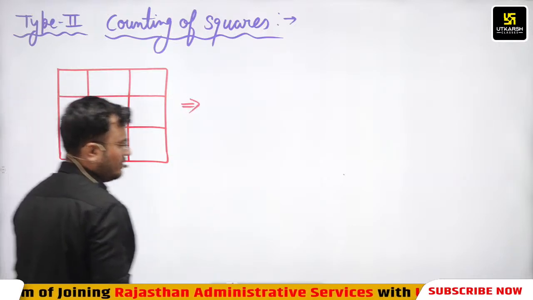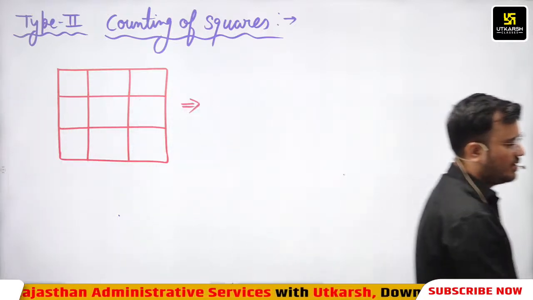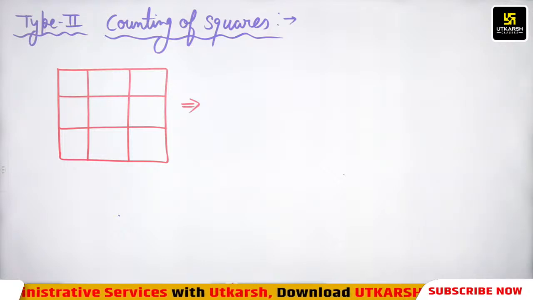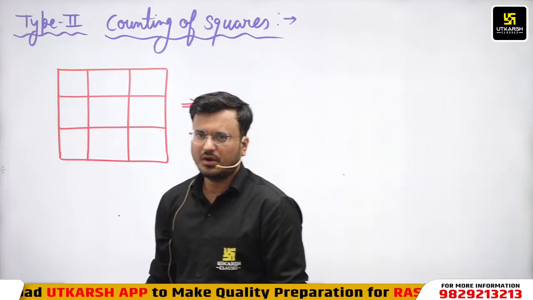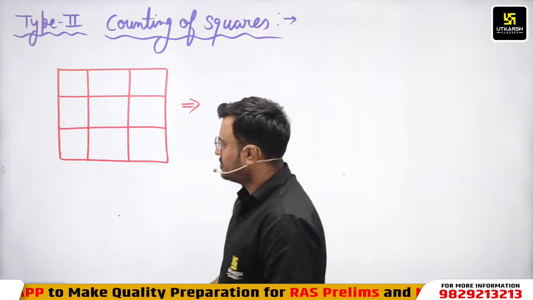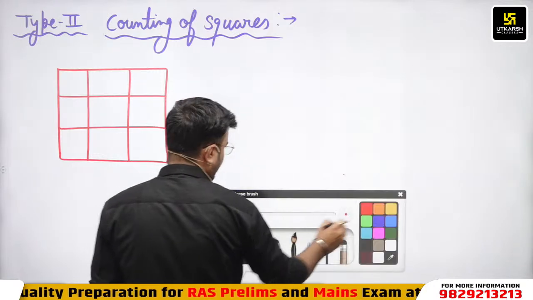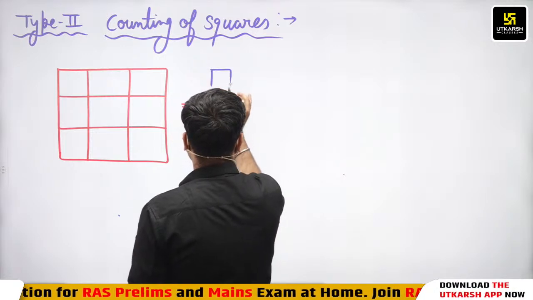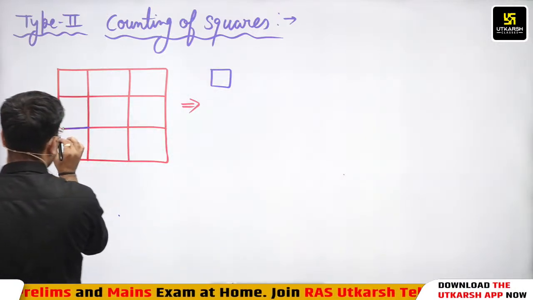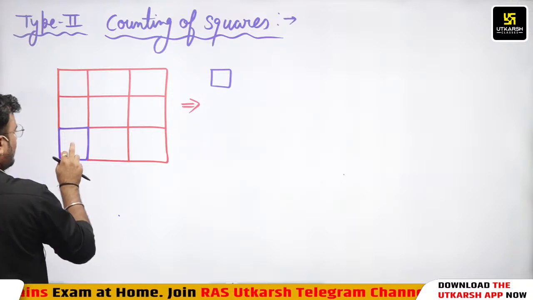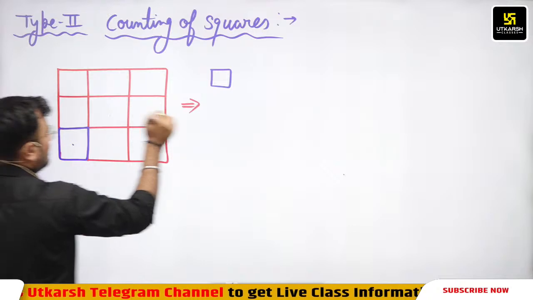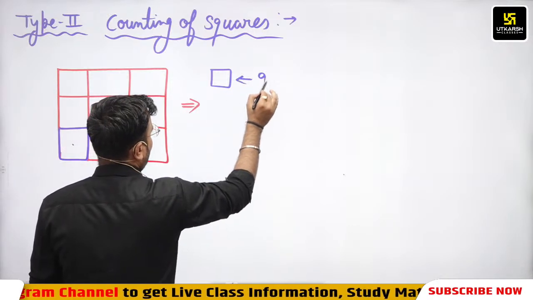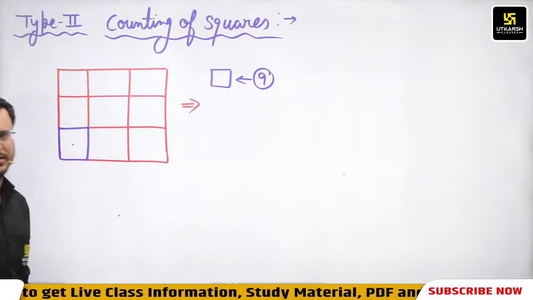If I am not giving you any trick, you need to count the number of squares by the conventional method. So what does the conventional method say? We need to count all the squares one by one. So we start with the smallest square of this size. How many squares are there? 1, 2, 3, 4, 5, 6, 7, 8, 9. So the smallest squares, total 9 squares are there.